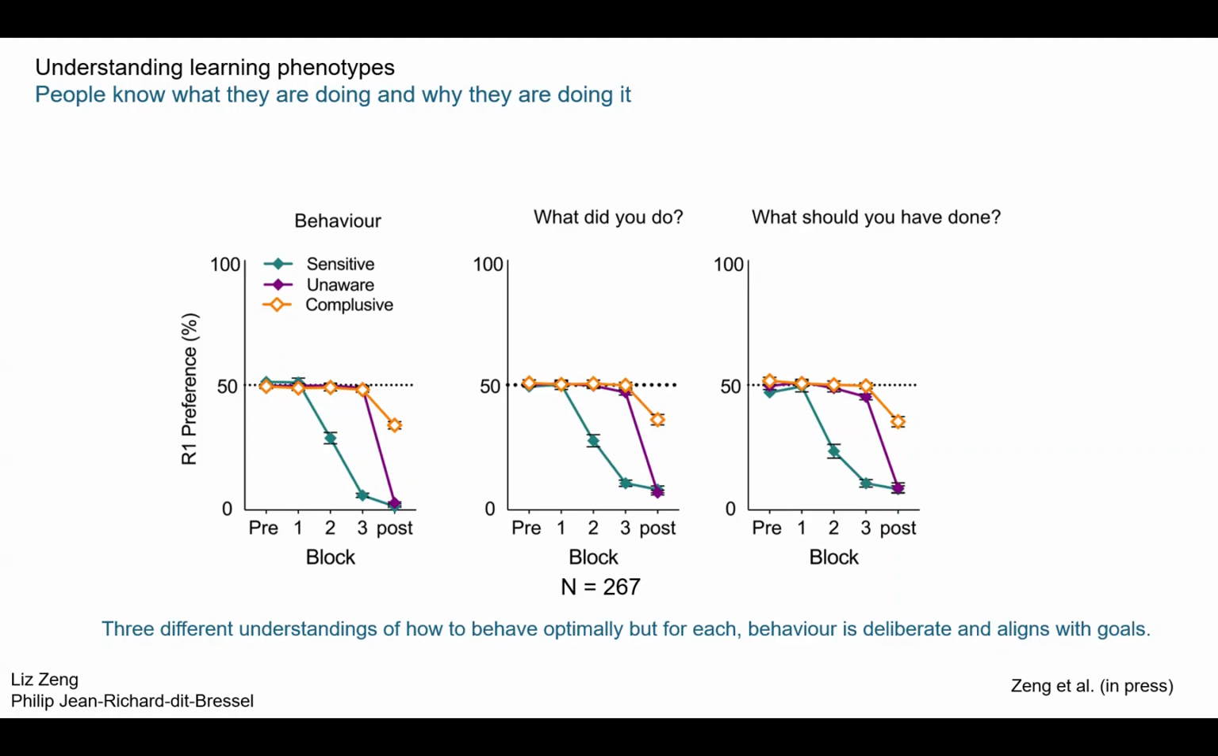Even more interestingly, when you ask them after each block, what should you have done to maximise points? This is what they tell you they should have done. So what they should have done is what they thought they did, which is what they actually did. And again, this has to be the case amongst most people, you think, right? They should have knowledge of what they've done, and the behaviour should align with their task goals. But what it shows you is that even in this simple task, people form three different understandings of how to behave optimally. But for each of those understandings, behaviour is deliberate and it's aligning with their task goals. Okay?